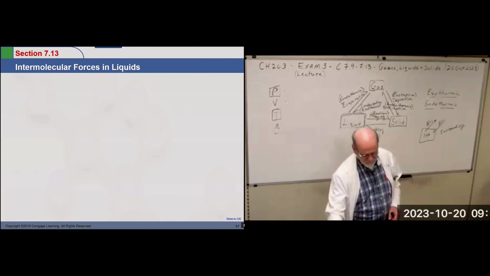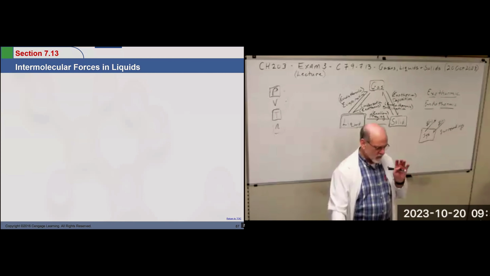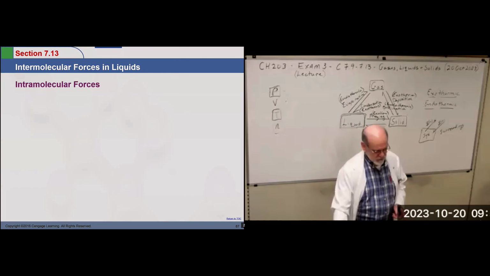Okay. So we've started talking about this already, the intermolecular forces in liquids.